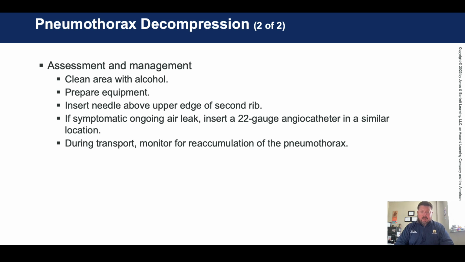If symptomatic ongoing air leak, insert a 22 gauge angiocatheter in a similar location. Tubing may be taped to the chest and briefly occluded. Place the tubing in a small bottle of sterile water and release the tubing occlusion. This relieves pressure buildup until the patient can be transported. During transport, monitor for reaccumulation of the pneumothorax.